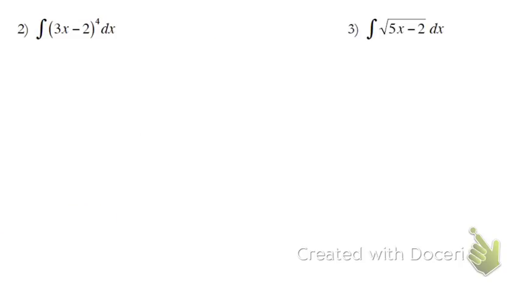Alright, so for this one over here, I'm going to decide what my u is. And again, u is typically the expression inside of grouping symbols. So in this case, my u is going to be 3x minus 2. I need to take the derivative. du is equal to 3, because the derivative of 3x is 3. The derivative of 2 is 0.